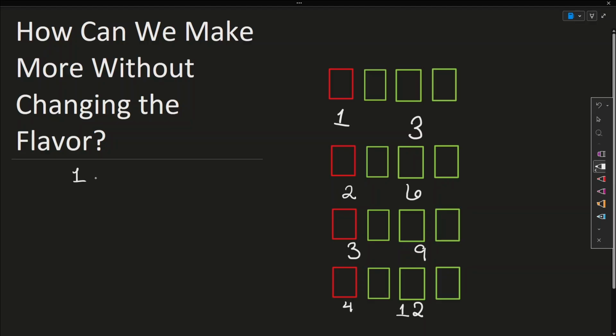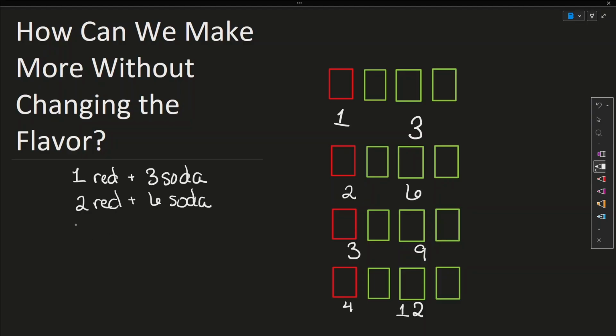Let's compare these a little more. Mixture A says 1 red punch and 3 lemon lime sodas. If we double it, we get 2 red punches and 6 lemon lime sodas. If we triple it, we would get 3 red punch and 9 lemon lime sodas. And if we quadruple it, we would have 4 red plus 12 sodas. They all have the same flavor and color as mixture A. They are just larger batches.